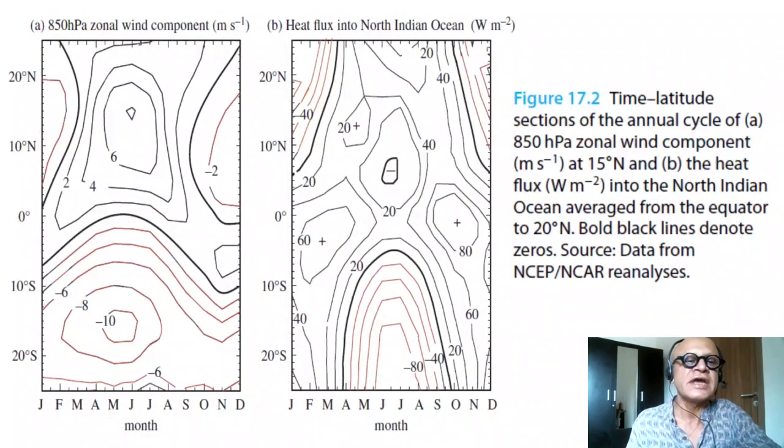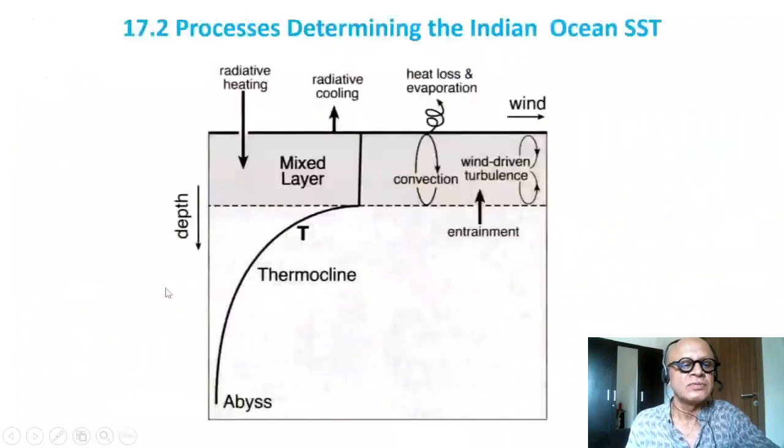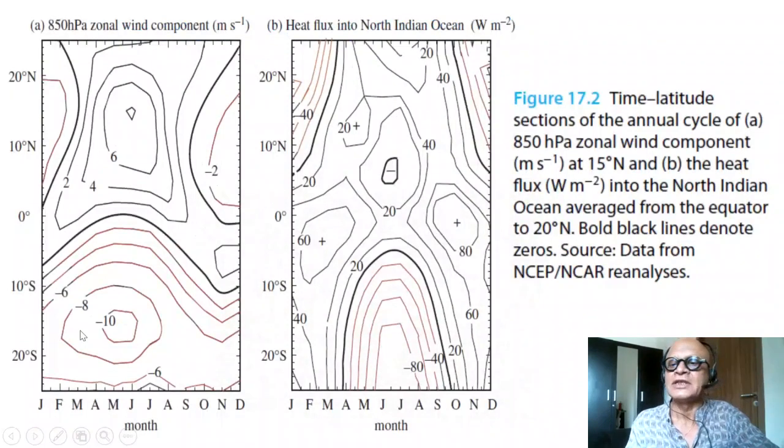So if you just look at the 850 hectopascal zonal wind component throughout the year, this is longitude, latitude section that is shown for seasonally.